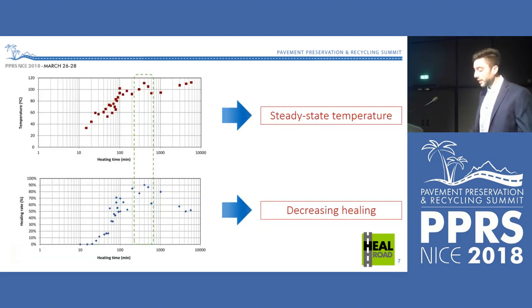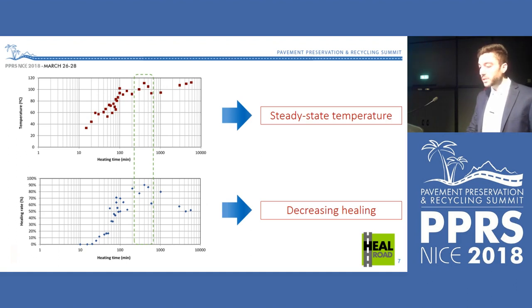We also know that these points are different samples heated for a different time, and this is the temperature that they reached, and this is the healing that they reached. So as long as we increase the temperature, the healing also increases. But if we reach a steady state temperature and just keep that temperature for a long time, what we are doing is damaging the samples again. So that's a problem that we have to take into account. There is an optimum heating time to heal the samples.